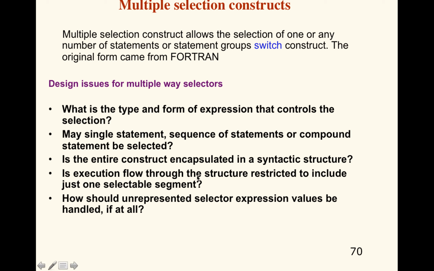Is the execution flow through the structure restricted to include just one selectable statement or segment? In most languages, it is just one. We're switching X. We're not switching X, Y, and Z. Some languages, actually, let you switch multiple variables or multiple selectable segments, but you are probably only familiar with a single one, because that would be a Pascal kind of thing. It was reduced down to a single one in C, as well as C++ and Java. And Java pretty much covers C++. It does the same format.